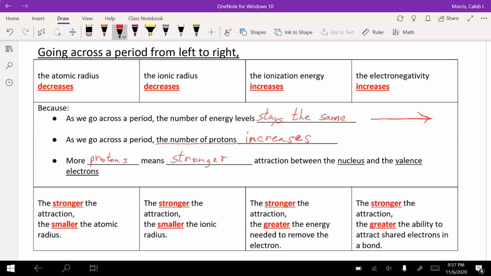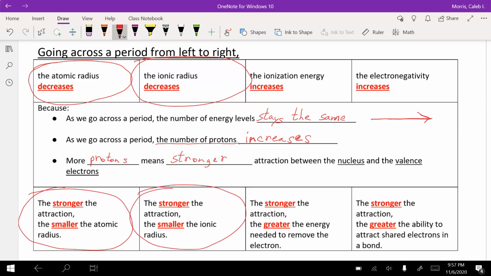So let's talk about atomic radius. Remember, the atomic radius is the distance from the nucleus to the outer layer of electrons. So if I have a stronger attraction, that nucleus is going to attract or pull those electrons in closer. The stronger the attraction, the smaller the atomic radius. Same exact explanation for the ionic radius, except we say ion instead of atom. The stronger the attraction, the smaller the ionic radius.